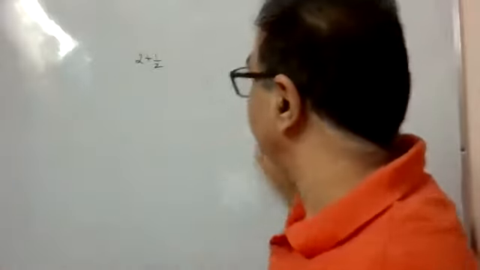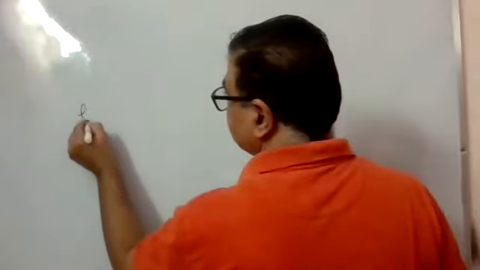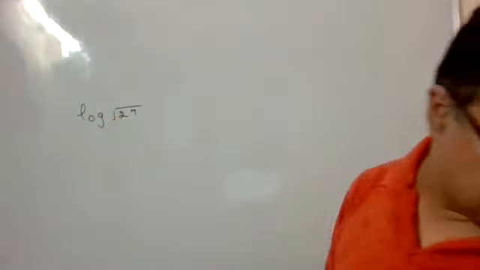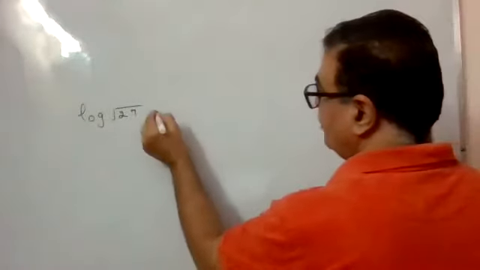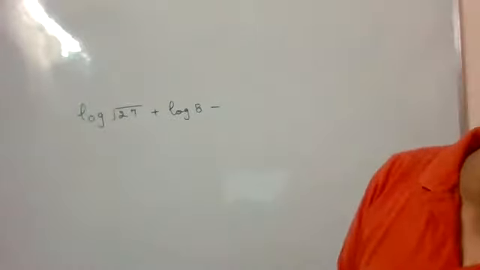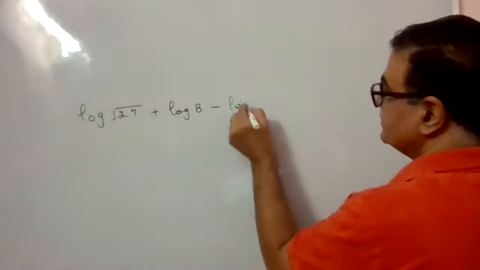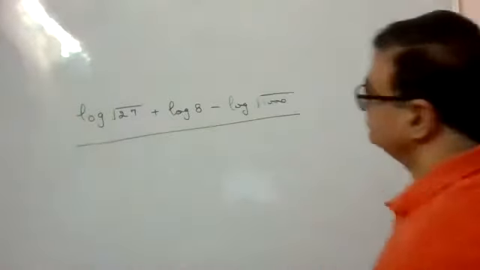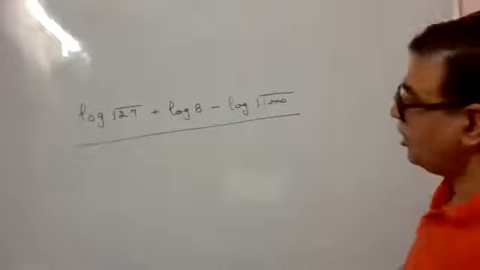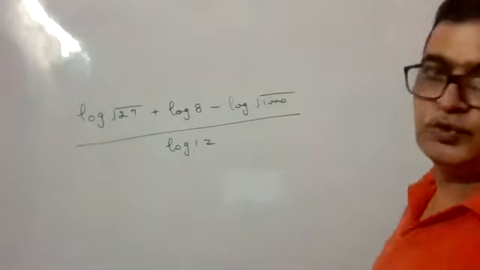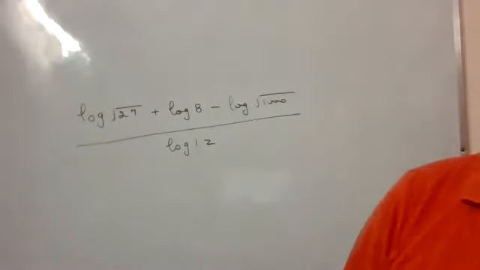Log root 27 plus log of 8 minus log of under root 1000, divided by log 1.2. Please find out the value. Same type of question we have.